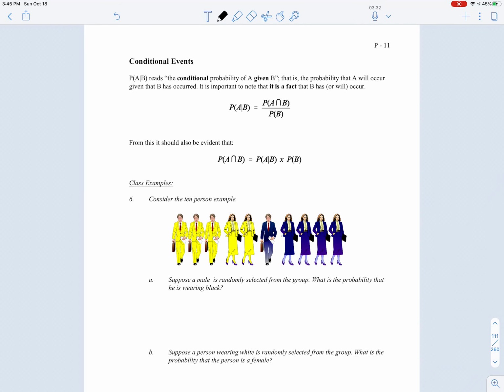All right, finally, let's take a look then at conditional events. A conditional event is the probability of A given B. That is, the probability that A will occur given that B has occurred or will occur. So in other words, B is a certainty.